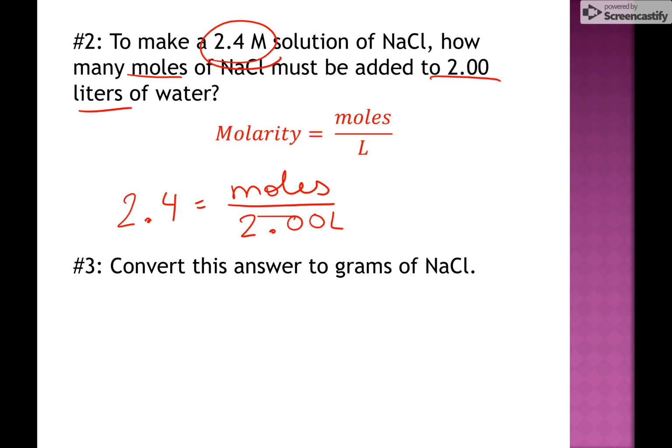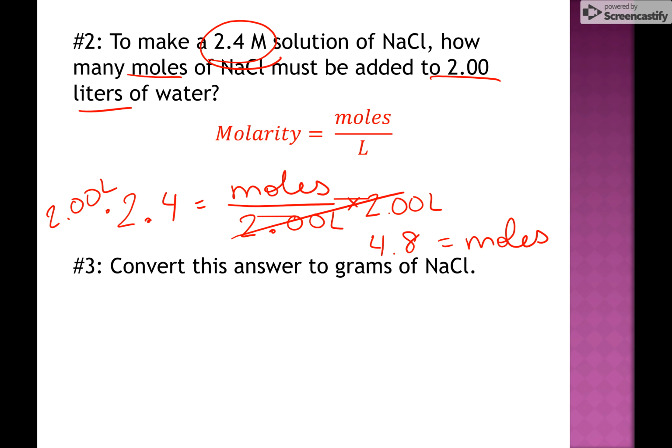Now remember, if you want moles by itself, you need to get the 2.00 liters out from that side. So I'm going to multiply both sides by 2.00 liters. That causes the right-hand side to cancel out. And on the left-hand side, I would get 4.8, and that would equal my moles.